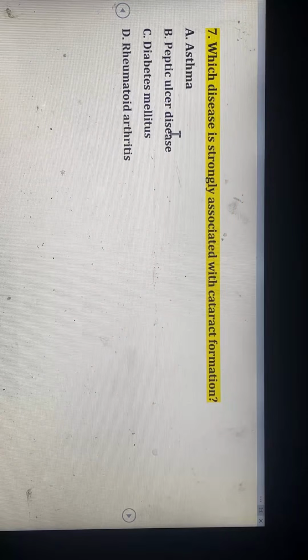Number 7, which disease is strongly associated with cataract formation? A, asthma, B, peptic ulcer disease, C, diabetes mellitus, and D, rheumatoid arthritis. Which disease? This question is very important. Which disease is strongly associated with cataract formation? We have A, asthma, B, peptic ulcer disease, C, diabetes mellitus, and D, rheumatoid arthritis.